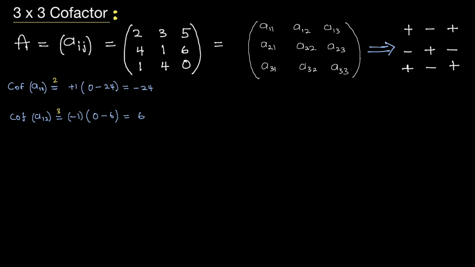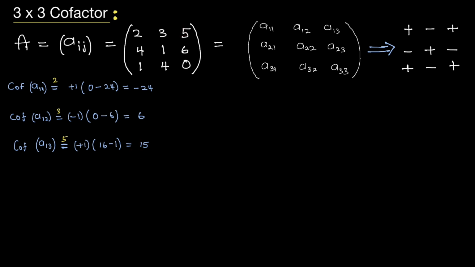Let's find the cofactor of 5. That will be A13, and that's got 5 in it, so that is plus 1 times, if you draw horizontal and vertical lines to make the 5, then it's going to be 4 times 4 minus 1 times 1, which is 16 minus 1, and that is 15. 15 times 1 is 15. Cofactor of 5 is 15.